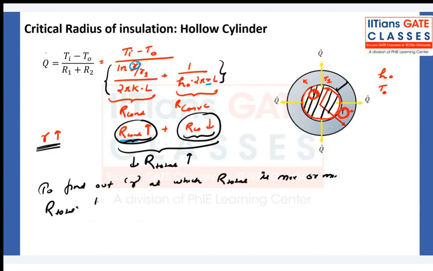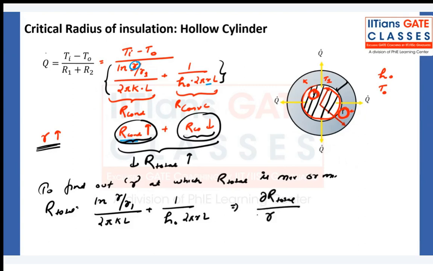ln R by R1 upon 2 pi KL plus 1 upon R naught 2 pi RL. So what can I do? I can differentiate R total with respect to R, and I can put this equal to 0. Now, the derivation I am not doing, because for GATE it is not required. There is no point in doing the derivation.